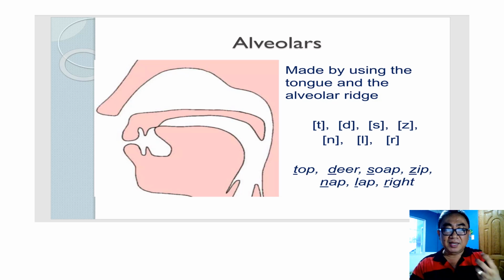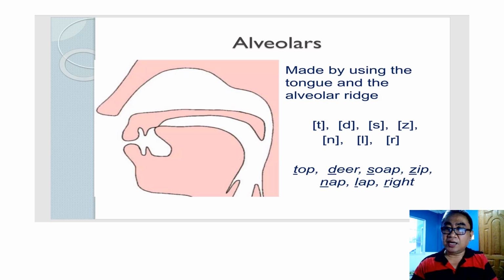So, the name comes from alveoli, the sockets of the teeth. The consonant sounds are all alveolar consonants. Now, how do we distinguish dental from an alveolar sound? A dental sound is produced by placing the blade of the tongue on the backside of the upper teeth, while an alveolar sound, no, is produced by placing the tip, no, on or just in front of the alveolar ridge. So the bump behind the upper teeth.